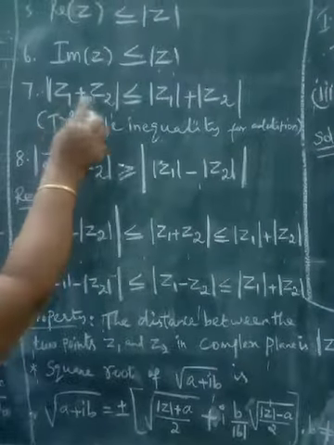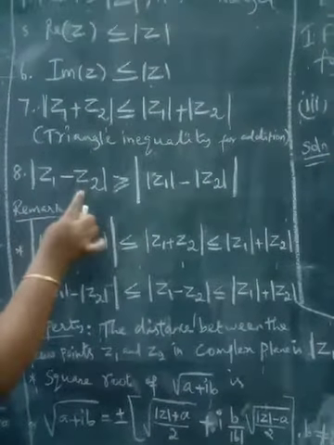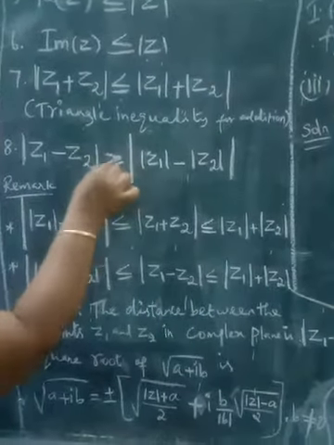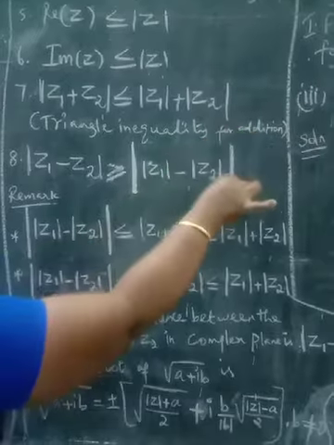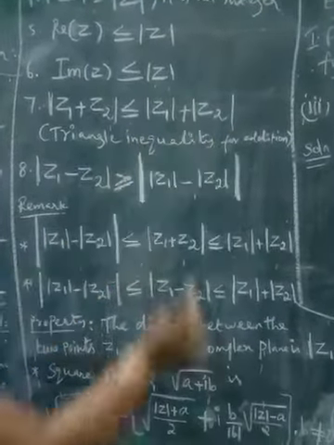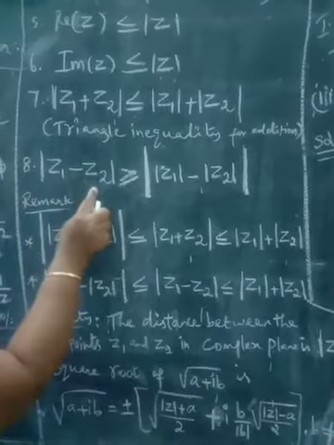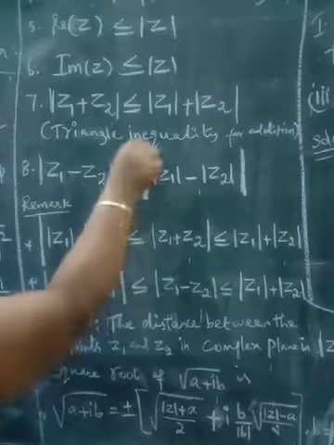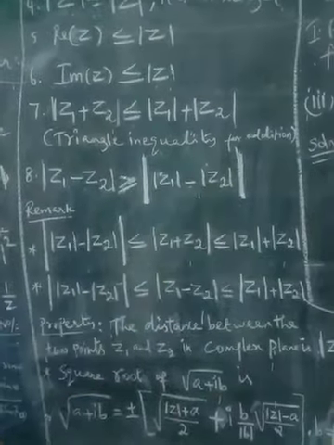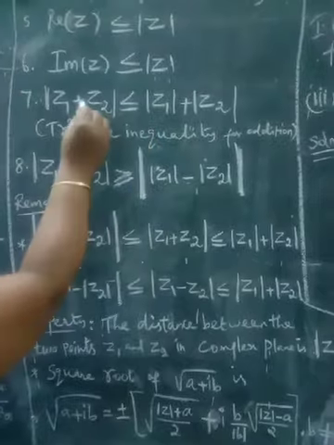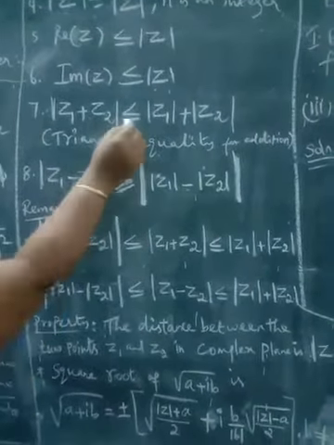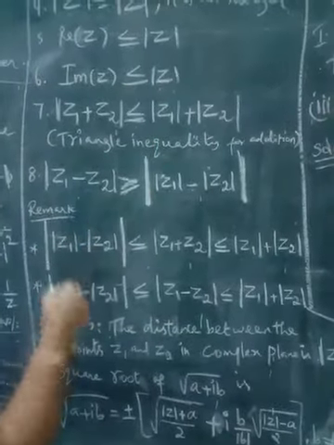This is the sum of the two complex numbers, and this is the difference of two complex numbers. Mod z1 minus z2 is greater than or equal to the modulus of mod z1 minus mod z2, whereas for the sum it is mod z1 plus mod z2. The difference of complex numbers is always greater than or equal to modulus of mod z1 minus mod z2. Just you should know the difference between the triangle inequality for addition and for subtraction. This is less than or equal to, this is greater than or equal to.